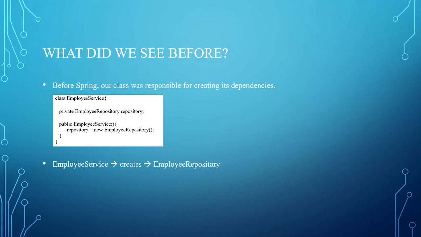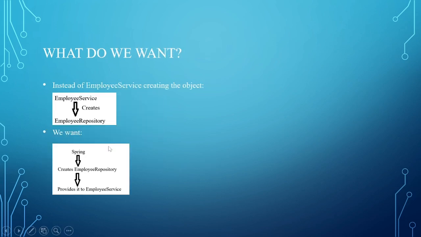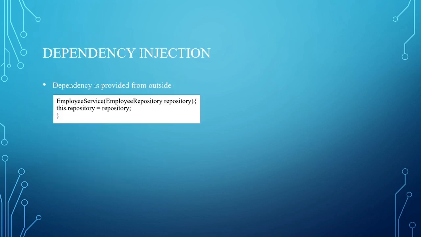Here, employee service is responsible for creating the employee repository using the new keyword. So the employee service has a control over the creation of its dependency. This is what we want to change. We don't want employee service to create the employee repository itself. Instead, we want the dependency to come from the outside. Employee service should simply say, I need an employee repository. It should not worry about how that object is created. Dependency should be provided from the outside.